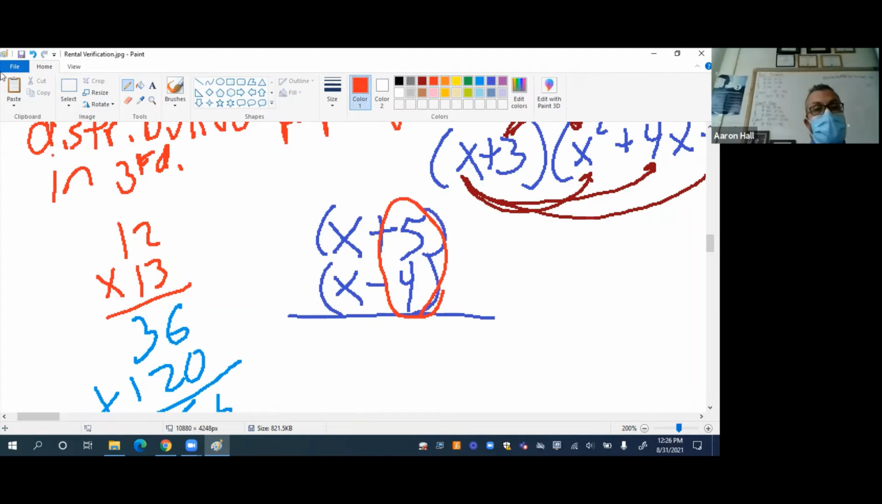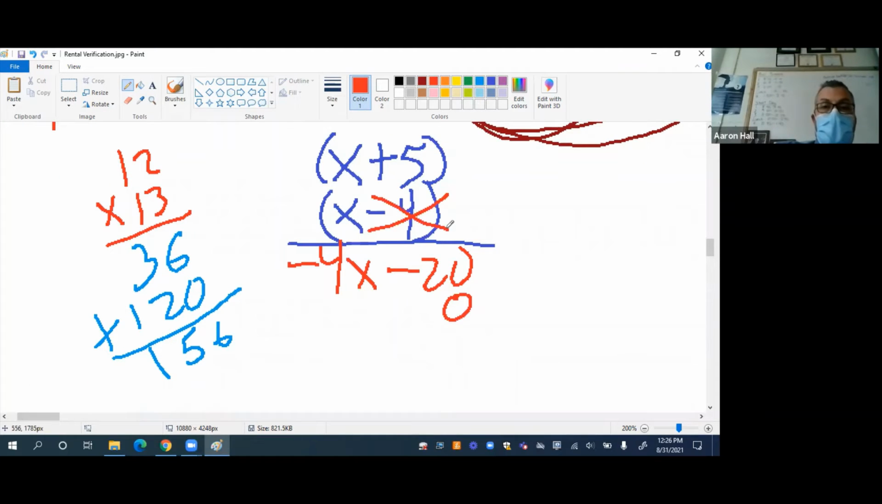20. We get negative 20. Now we're going to distribute here. Negative 4x. We have a placeholder, just like we did before. We're done distributing the negative 4.